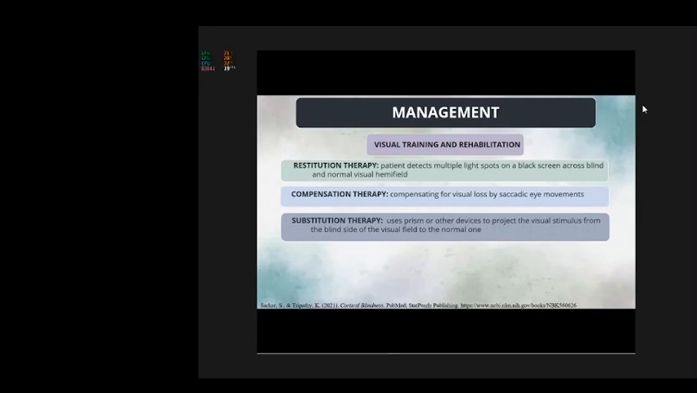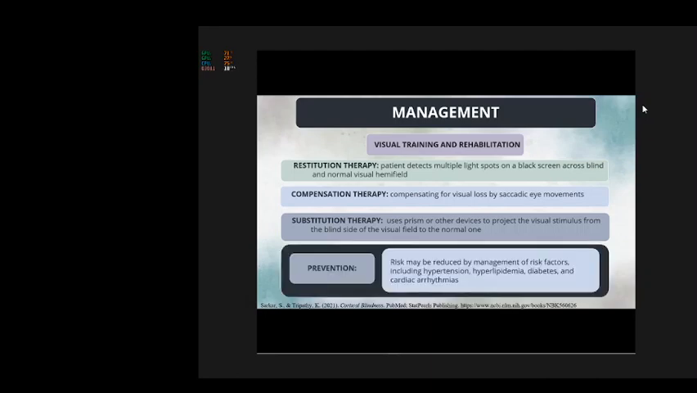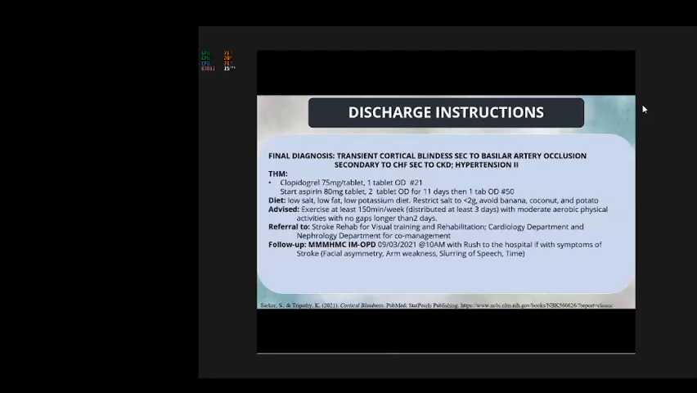For the other management, visual training and rehabilitation. Restitution therapy: the patient detects multiple light spots on a black screen across the blind and normal visual hemifield. On compensation therapy, compensating for visual loss by saccadic eye movements, and substitution therapy by the use of prisms or other devices to project the visual stimulus from the blind side of the visual field to the normal one. For the prevention, risk may be reduced by the management of risk factors, including hypertension, hyperlipidemia, diabetes, and cardiac arrhythmias.